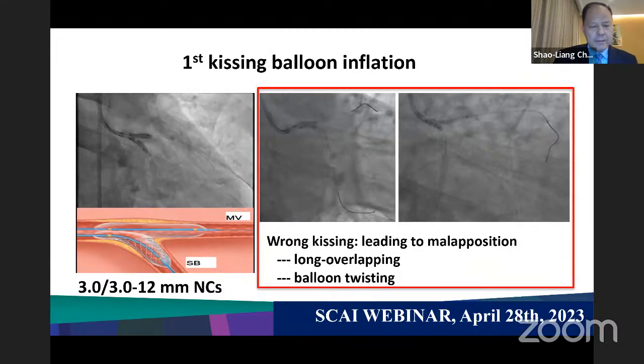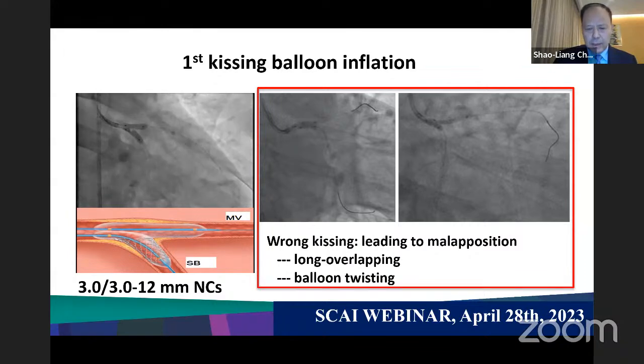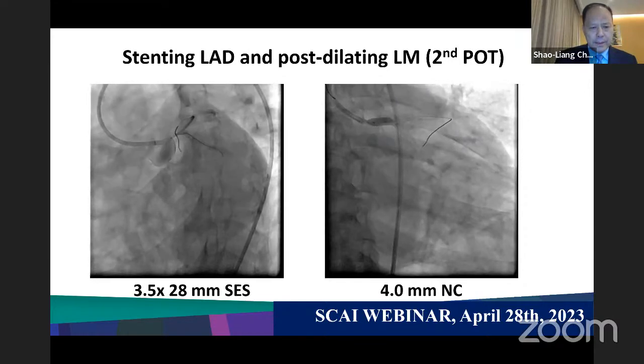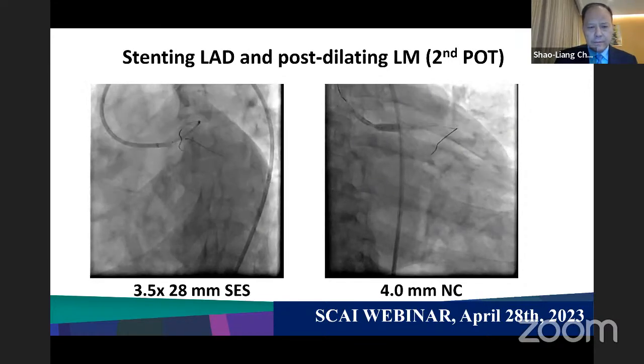Immediately after successful rewire into the LCX, we need to do further kissing balloon inflation. The left one is a right kissing balloon inflation. On the right two figures, I provide how ugly the wrong kissing inflation looks. In general, the two kissing balloons should overlap as short as possible in the left main to recreate the metal carina. After kissing balloon inflation, we use the long stent from the LAD to fully cover the ostium of the left main.